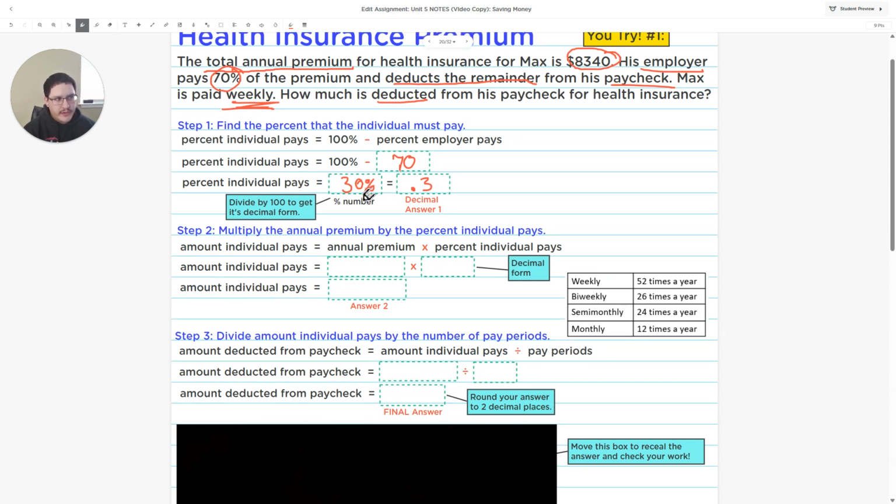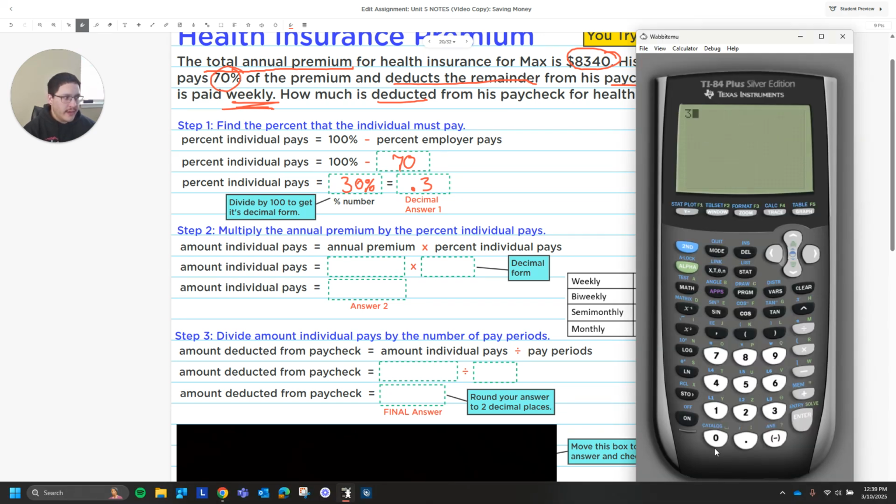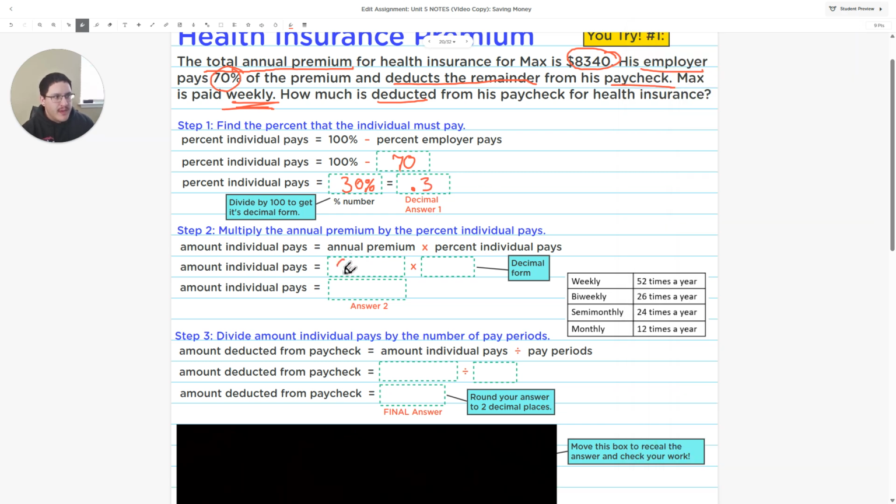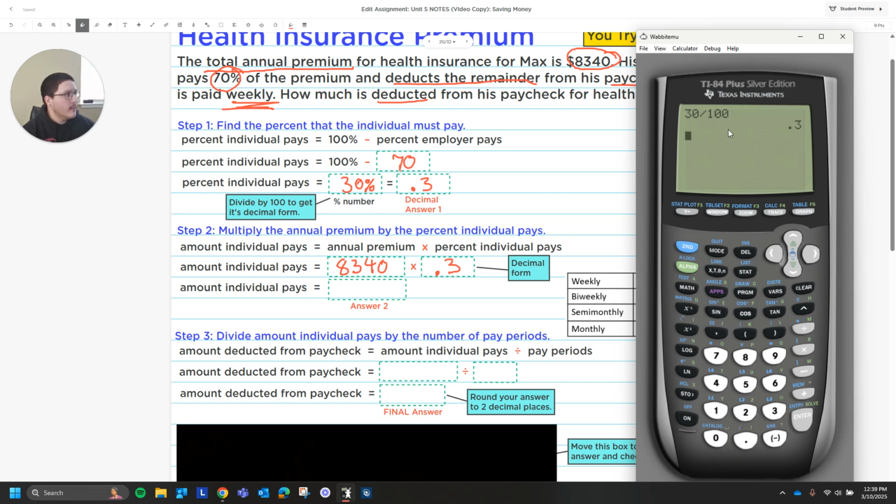Again, you can move the decimal point to the left 2 times or divide it by 100. You will get the same answer. Just to show y'all on the calculator, 30 divided by 100. There you go, 0.3. Now, to figure out what he will have to pay, we're going to multiply 0.3 with the annual premium. So the annual premium was $8,340. We're going to multiply that with 0.3. So 0.3 times 8,340 is 2,502.